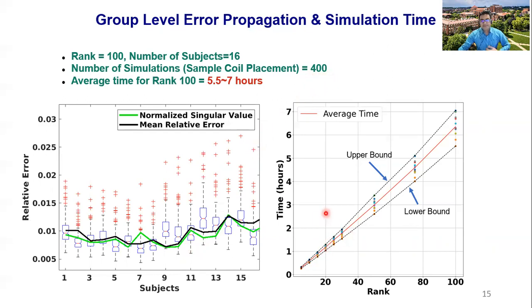On the right-hand figure, you can see that the time it takes for approximating these matrices increases almost linearly with respect to rank. There are some upper and lower bounds based on the quality of the meshes that we form from the head model segmentation tools. At rank 100, it takes almost 5.5 to 7 hours.